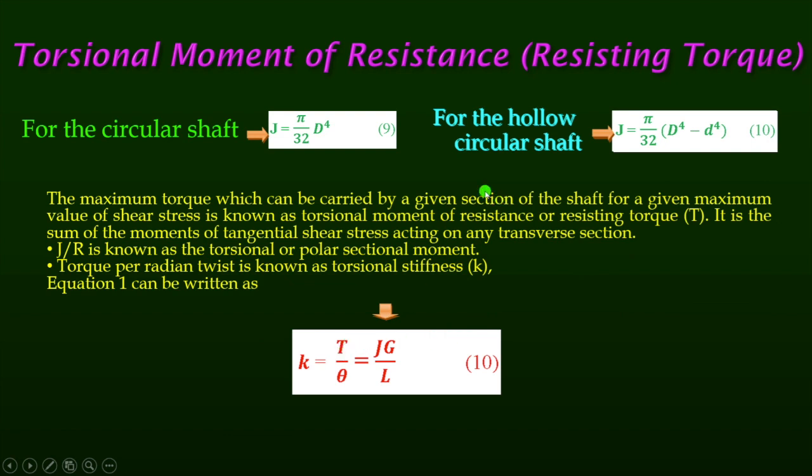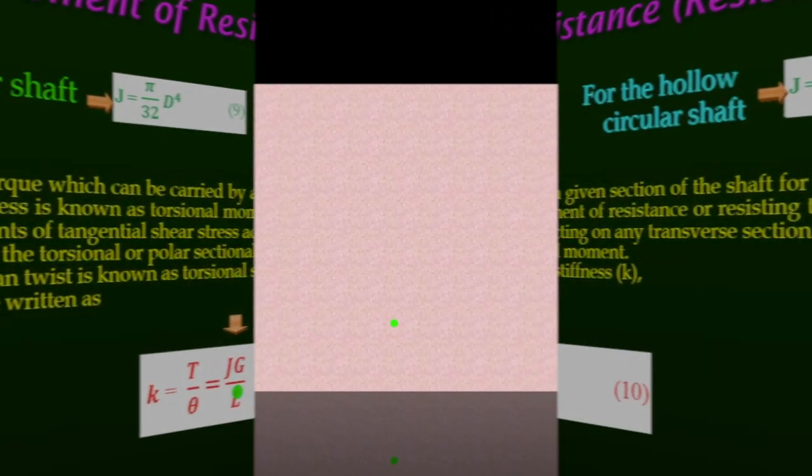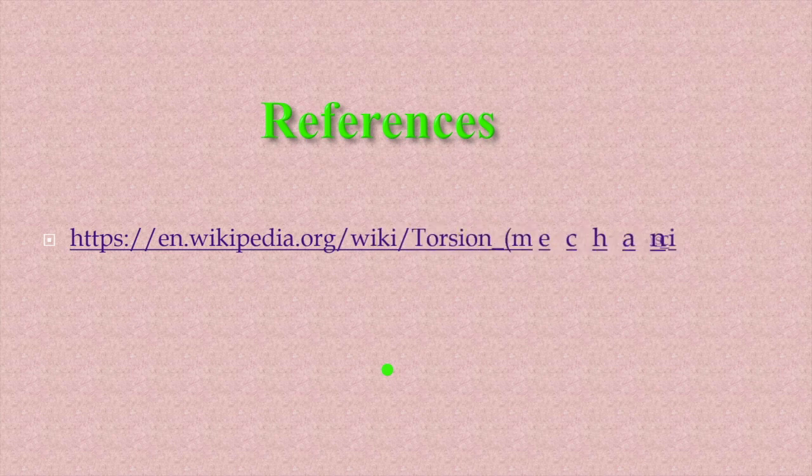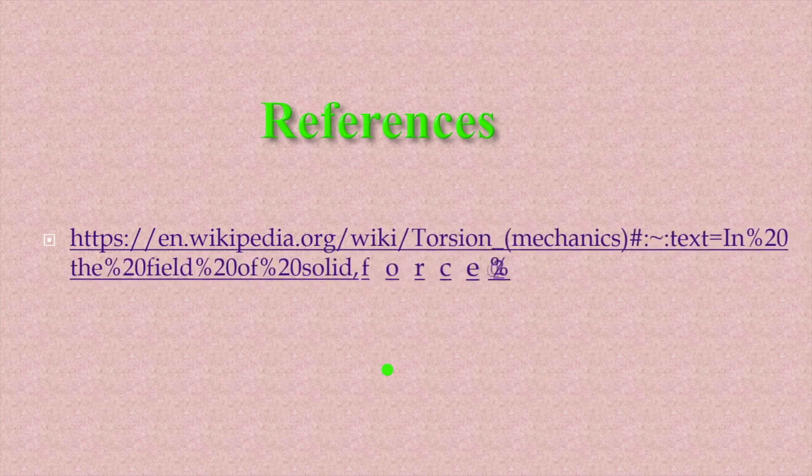And then as it is the resisting torque, the applied torque divided by the angle of twist is termed as the torsional stiffness, that is equal to JG by L. So this is all about these lectures, and we have completed. And now these are the references that I have used to prepare this lecture.